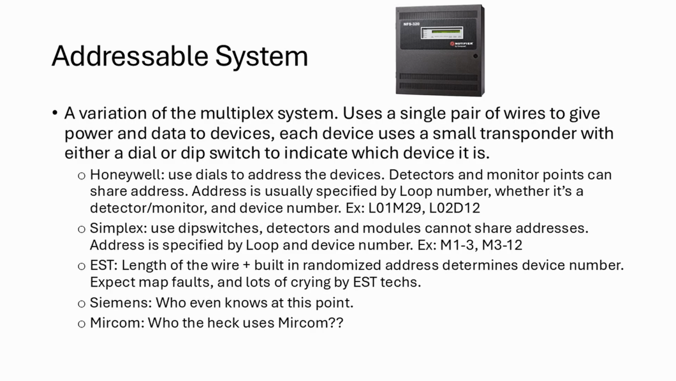EST uses the length of the wire and a built-in randomized address within each detector head to determine device number. However, you can use an external programmer to change the address if so desired. Siemens? I'm gonna be real, I don't even know. And Mercom. Who uses Mercom?